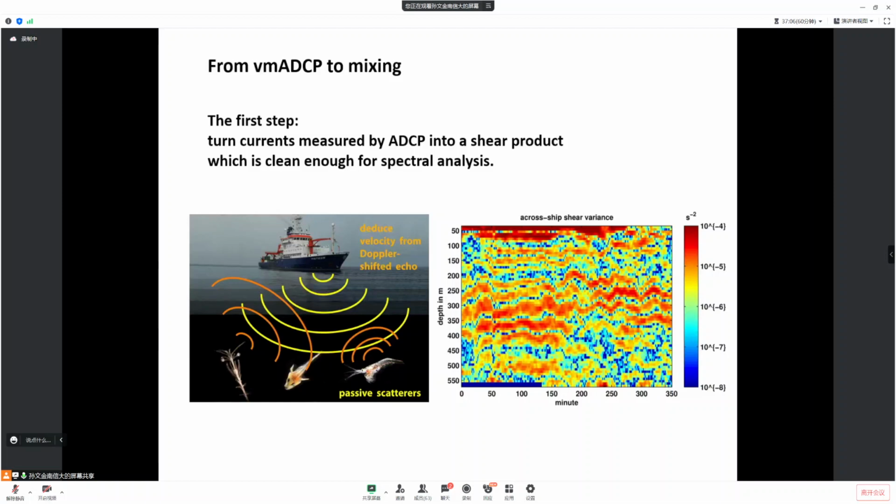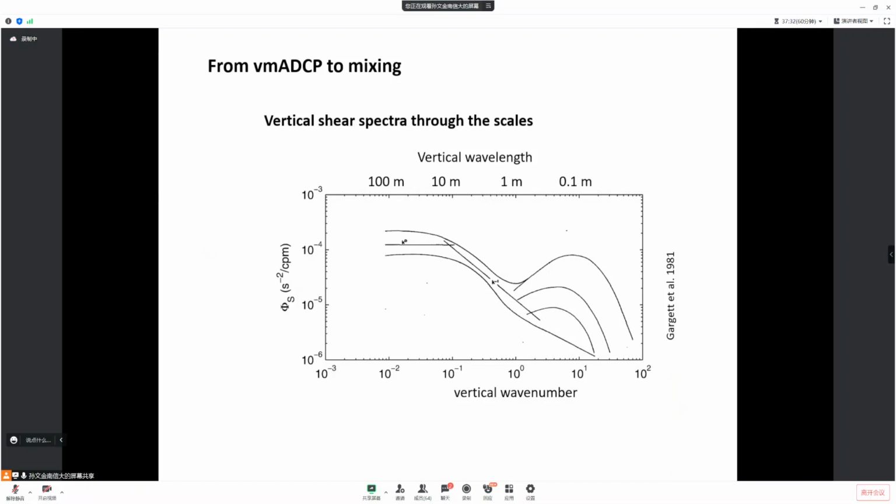And the main problem with this first step is to get these velocities and shear data clean enough to really see the internal waves on the background level. So let's say on the Garrett-Monk level, which is very low. Usually the noise is too strong. So the vertical shear spectrum that we expect to see, that we hope to see after post-processing our ADCP data, looks somehow like this.